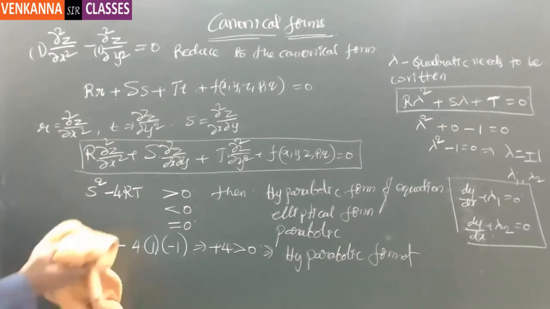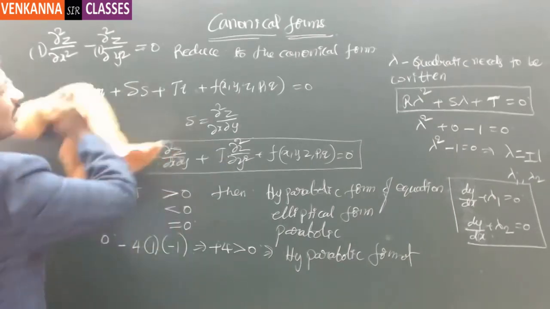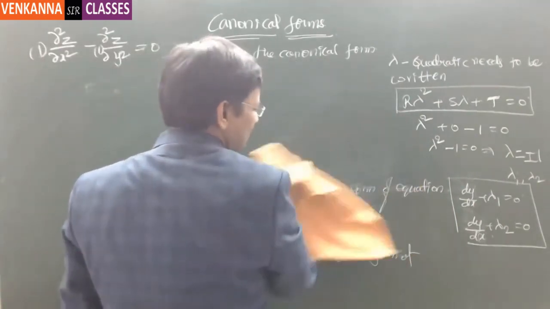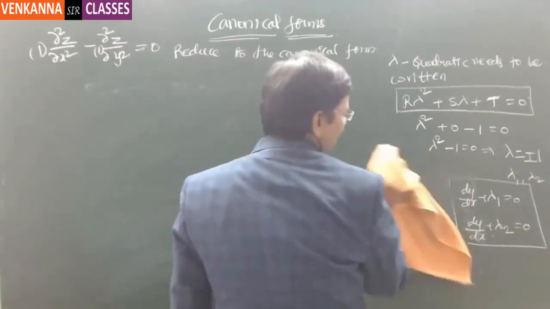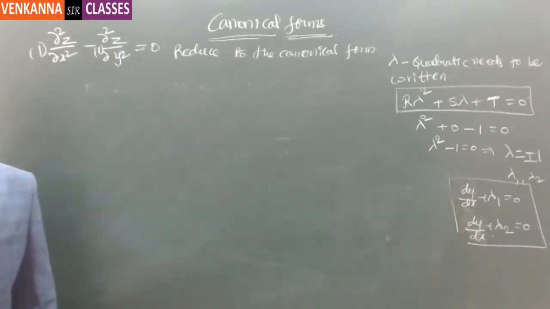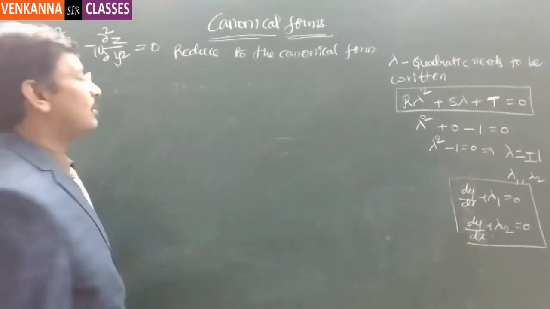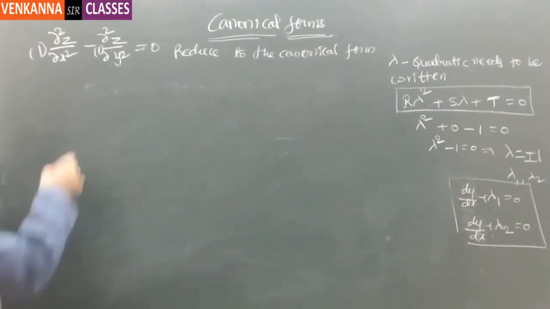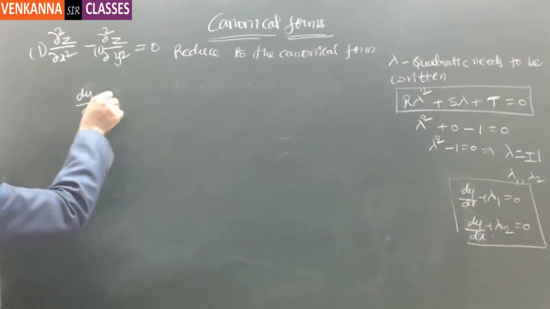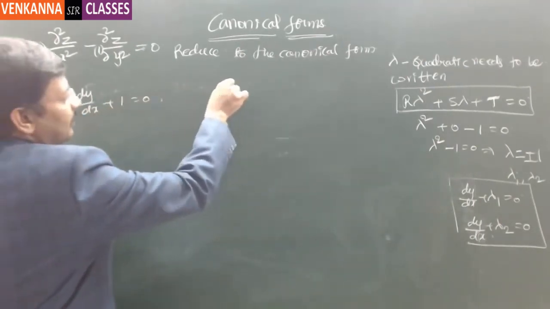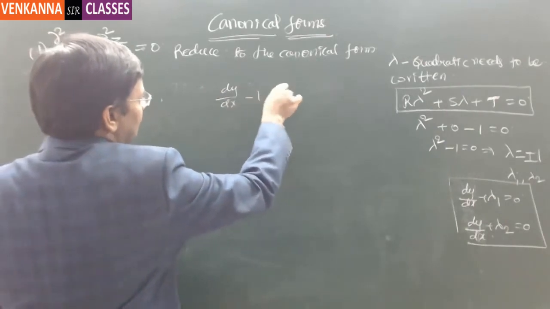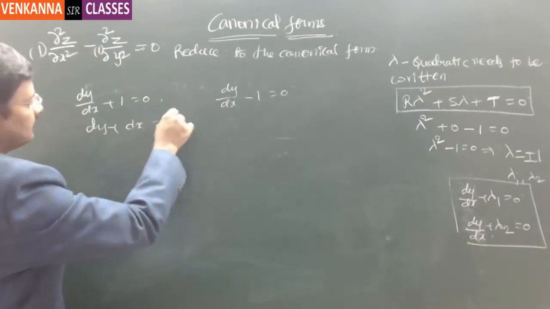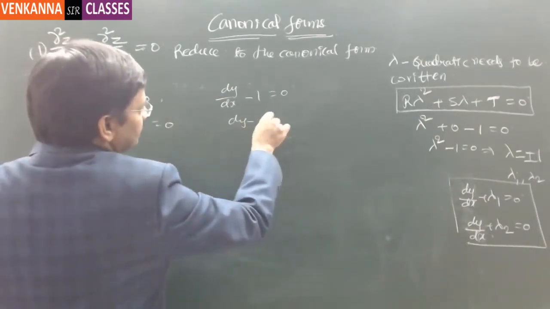Okay. So once you write the lambda quadratic, solve the lambda quadratic first, and then find out the roots. Those roots you have to put in this equation format, that is dy by dx plus lambda 1 equal to 0. In this particular case, lambda equals plus or minus 1, that is dy by dx plus 1 equal to 0 and dy by dx minus 1 equal to 0. If you integrate it, dy plus dx equal to 0 and dy minus dx equal to 0.